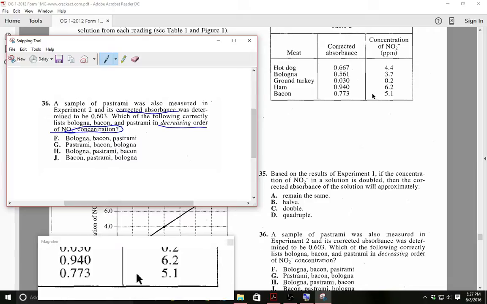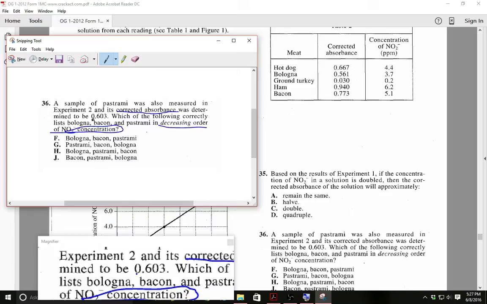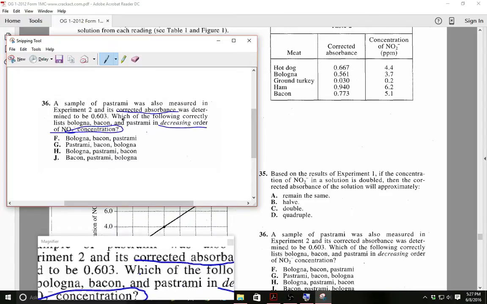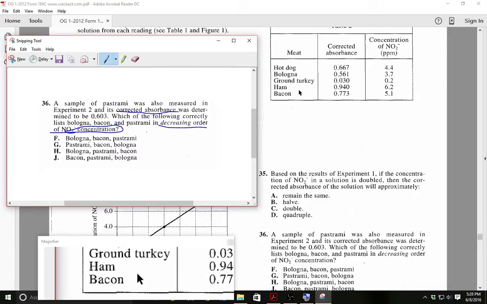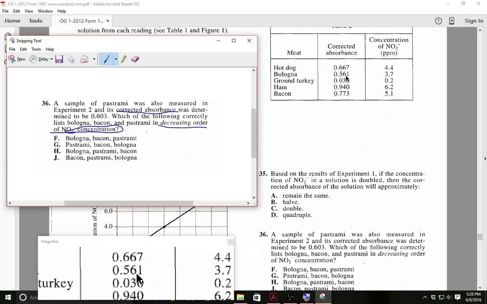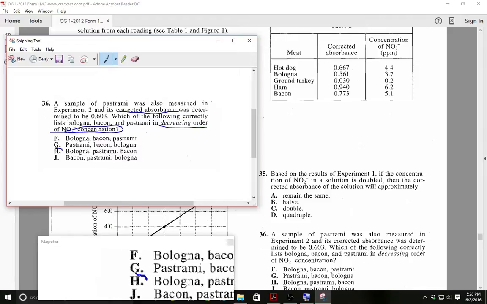So if the corrected absorbance is 0.603 for pastrami, bologna, bacon, and pastrami, right? So bologna is 0.561, pastrami is 0.603, and bacon is 0.773 in corrected absorbance. And remember, as corrected absorbance increases, so does concentration. So it's bologna, pastrami, and then bacon. The answer is H.